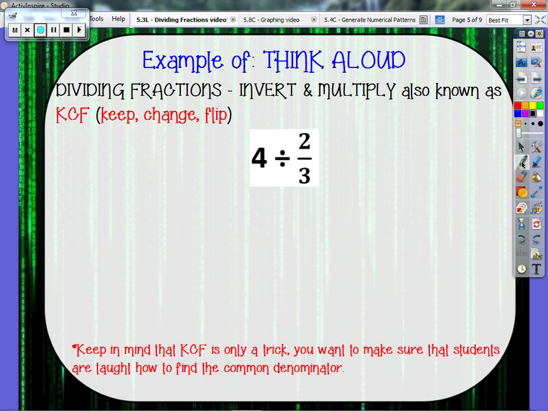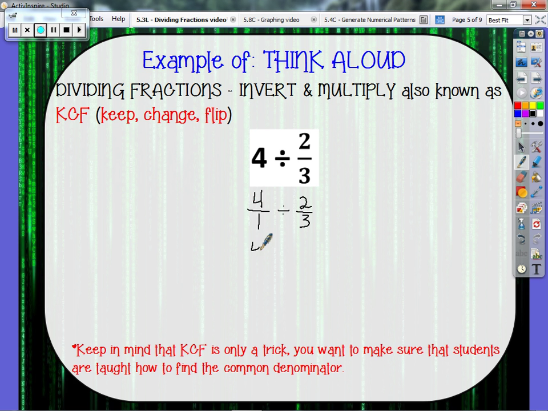And to solve it, if you notice, this is the same problem as the previous slide. So to solve it using keep, change, flip, this is what the problem would look like. We turn our whole number into a fraction by adding a 1 as a denominator, and our 2/3 stays the same. So now that we have our whole number set up as a fraction, we can begin using our keep, change, flip.